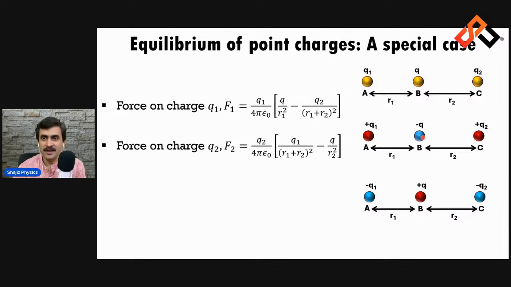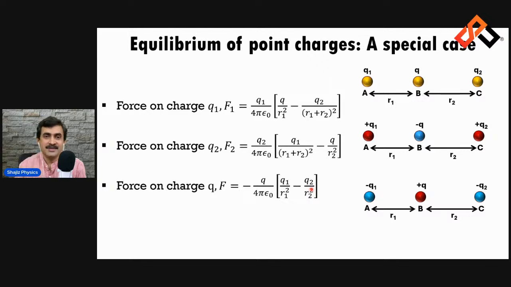Then what about the force acting on Q by plus Q2? It is towards the positive X direction, and the magnitude is given by 1 by 4 pi epsilon 0 into Q Q2 divided by R2 square. So we got the forces acting on all the three charges. First, charge Q1, that is F1, this much. Then force acting on charge Q2, that is F2, which is equal to this much. And force acting on charge Q, which is F, given by this much.